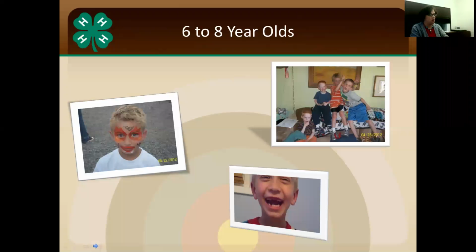So we're going to start off by talking about 6 to 8-year-olds, 5 to 7-year-olds, just kind of that whole age group. And these pictures were ones of when my son was that age. They're losing lots of teeth and being goofy. The one of the group of them is actually my son at a 4-H Cloverbutt meeting, and then the one with his face painted is at one of the county fairs.